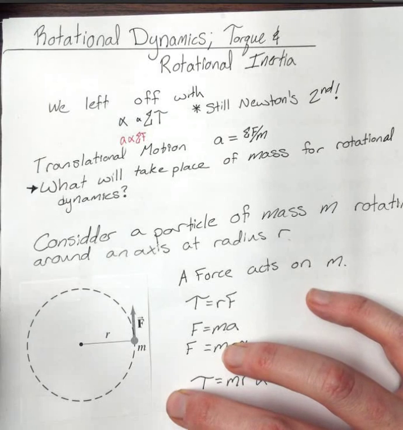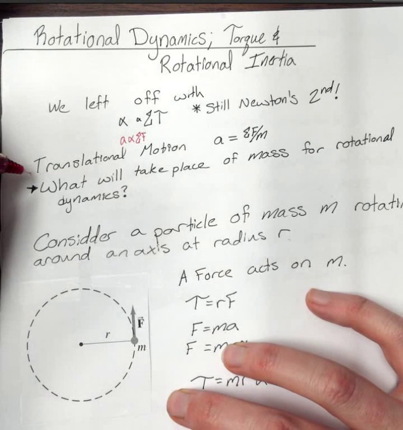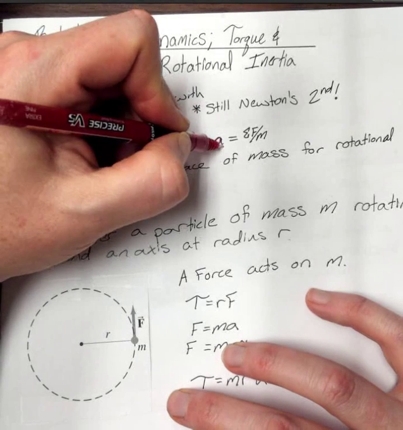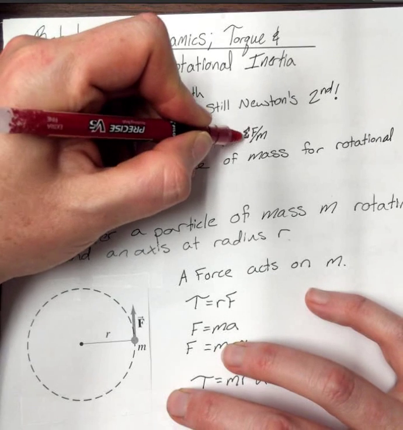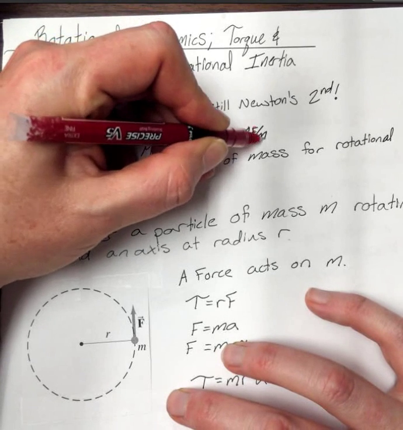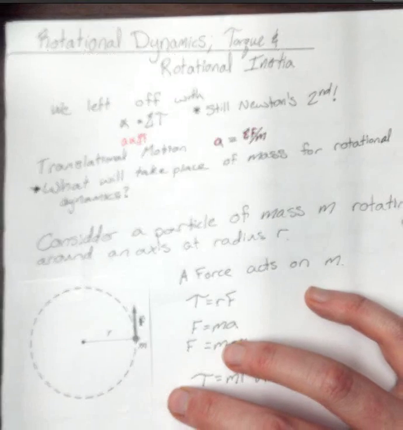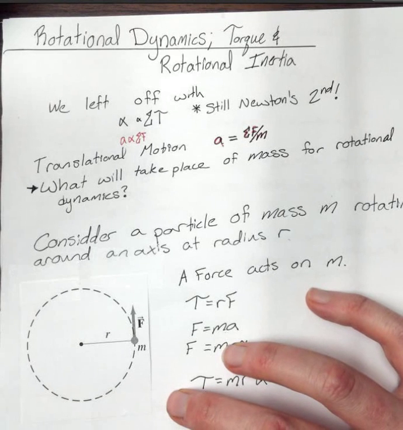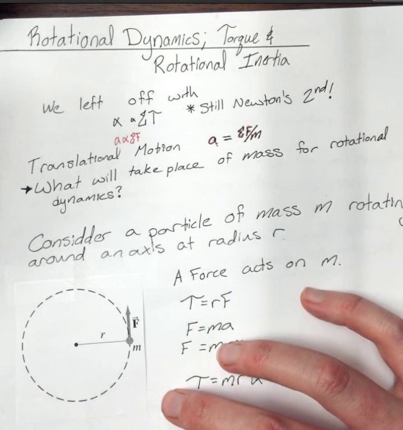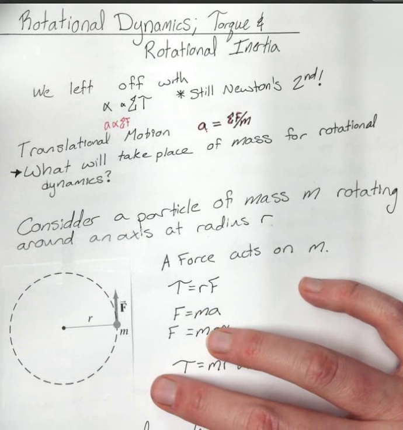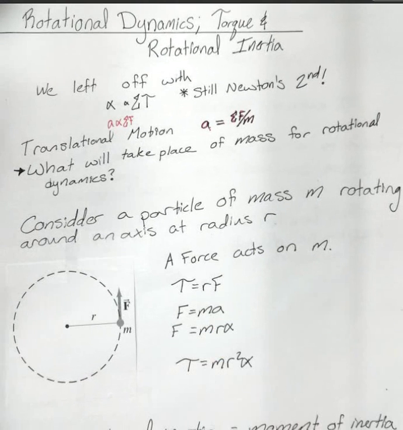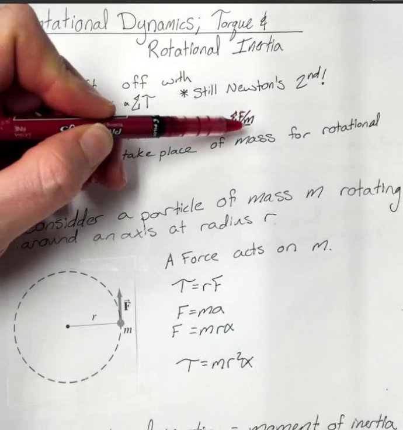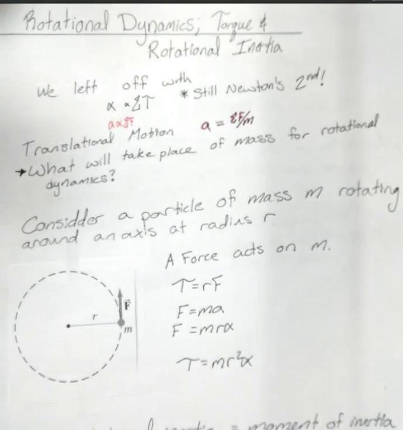So what is the exact relationship for translational motion? Acceleration is going to be equal to the net force divided by the mass. That is Newton's second law rearranged for acceleration, and that is how we originally wrote it. So what we're going to want to know is what's going to take the place of mass for rotational dynamics. Because for translational, all you need is mass. For rotational, it's a little bit more complex.